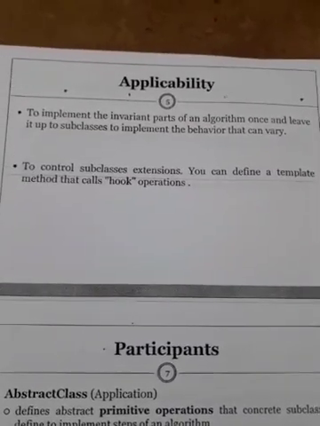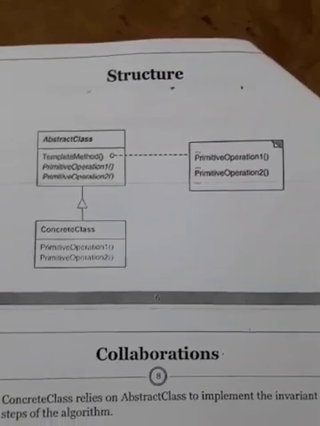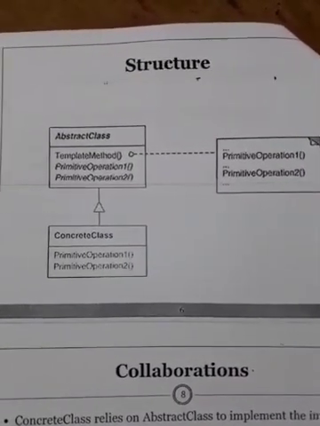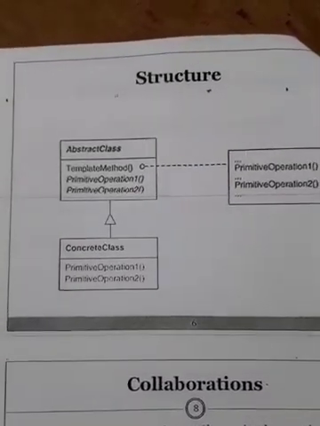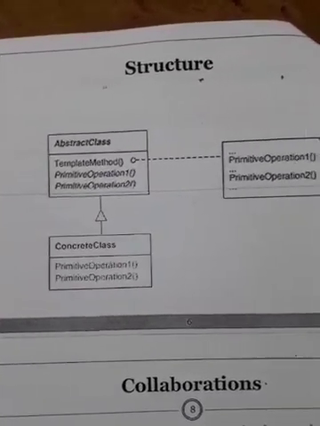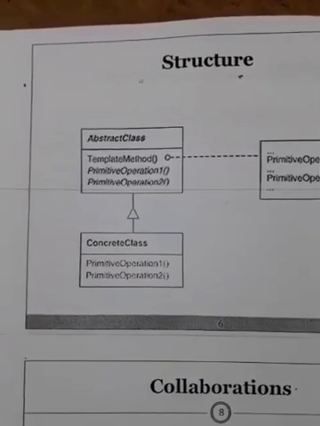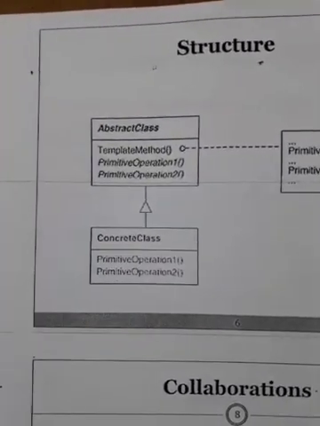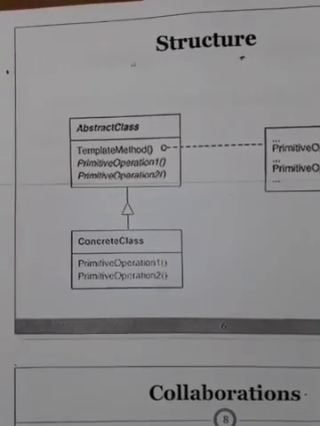And the next topic is structure. Coming to the structure of this template method, we consider two classes: one is an abstract class and the next one is a concrete class. The abstract class defines the abstract primitive operations that concrete subclasses define to implement steps of an algorithm, and it implements a template method defining the skeleton of an algorithm.